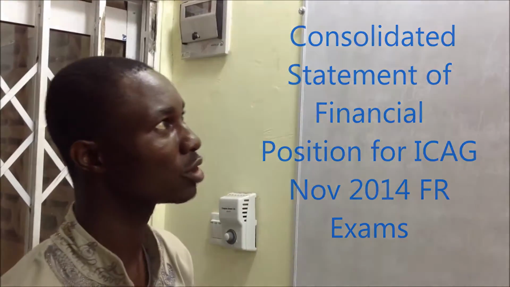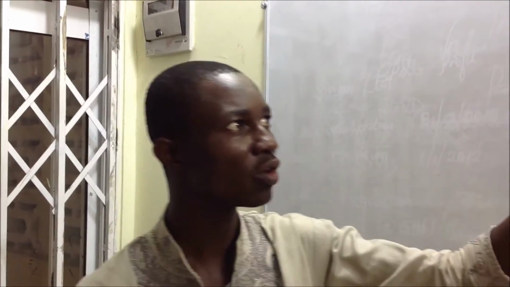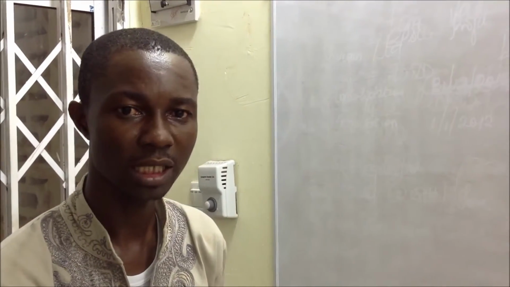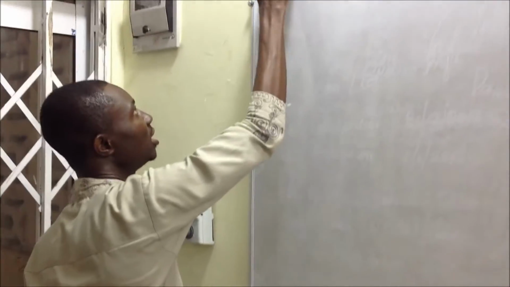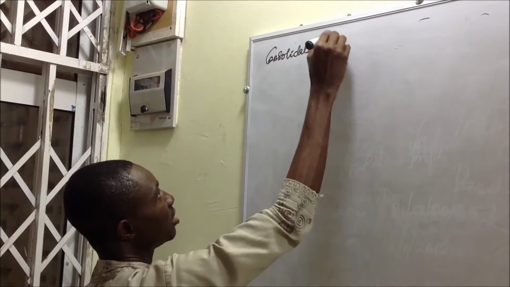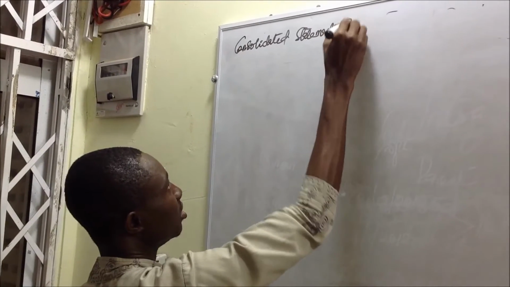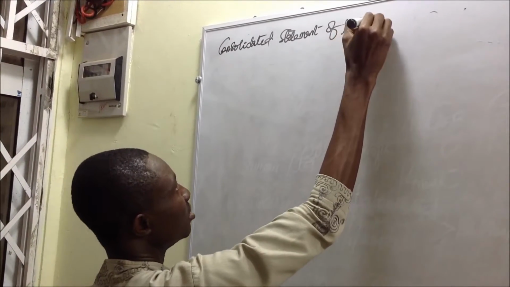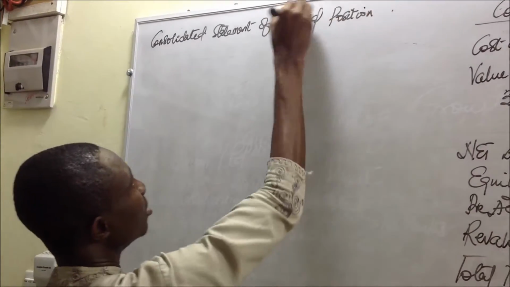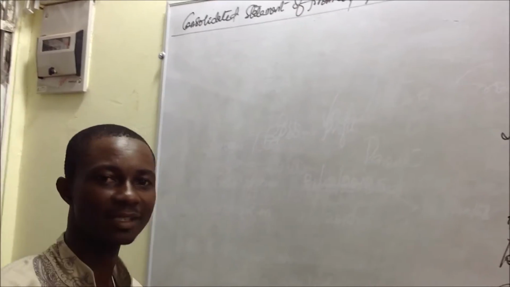In our previous tutorials, we saw the cost of control account, the non-controlling interest, and the consolidated retained earnings for the November 2014 ICAG past question on financial reporting. Today we are looking at the consolidated statement of financial position as at 31st December 2014.